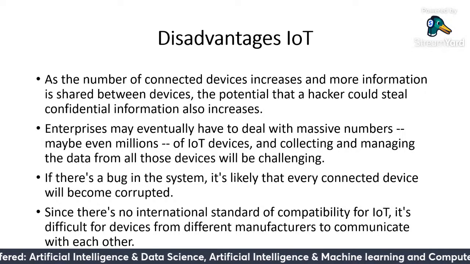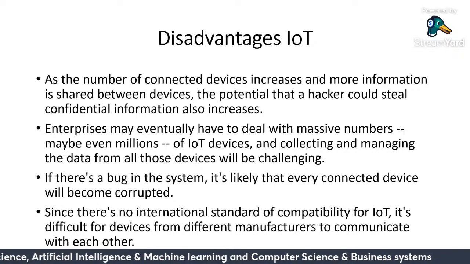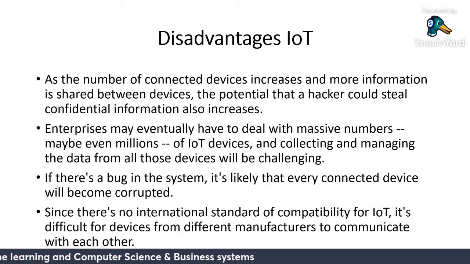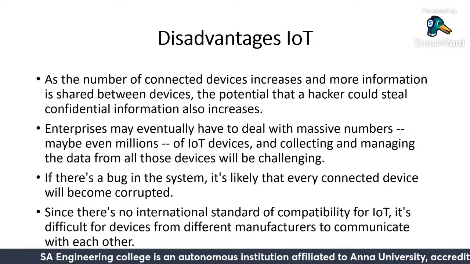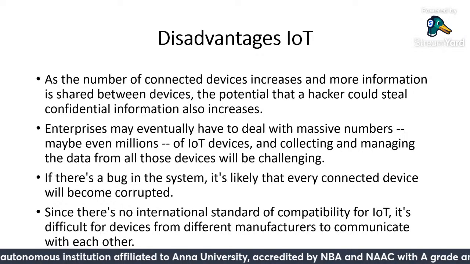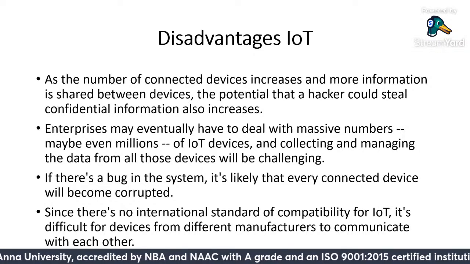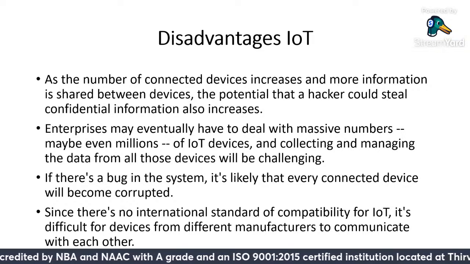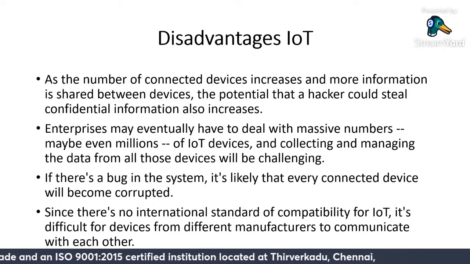And also, when an enterprise such as Amazon Alexa and Google Home is connected with the Google server and Amazon server, as the number of devices keeps increasing, the server maintenance is high, and the server should provide equal data transmission to all the devices connected to it. And also there may be a probability of getting a bug or virus in the IoT device, so the connected device may become corrupted.